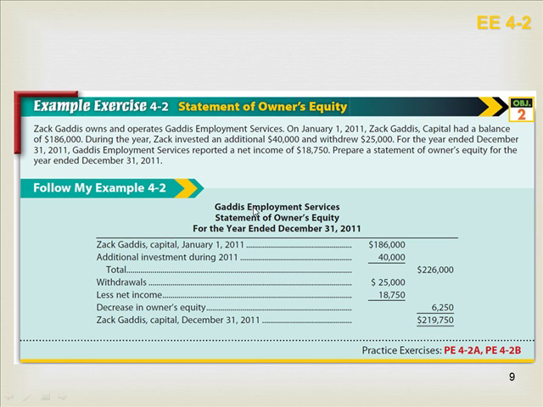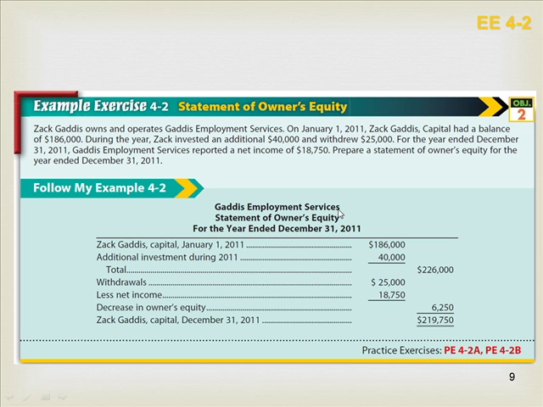Let's take another look at another example of a statement of owner's equity. Zach Gaddis owns and operates Gaddis Employment Services. On January 1st, 2011, Zach Gaddis capital had a balance of $186,000. During the year, Zach invested an additional $40,000 and withdrew $25,000. For the year ended December 31st, 2011, Gaddis Employment Services reported a net income of $18,750. Prepare a statement of owner's equity for the year ended December 31st, 2011.